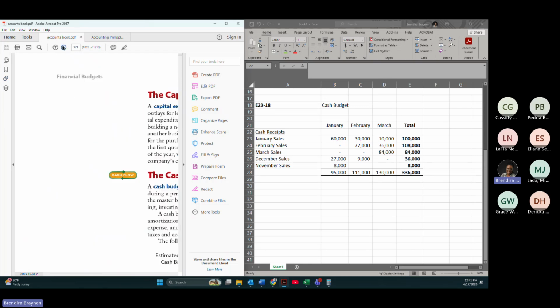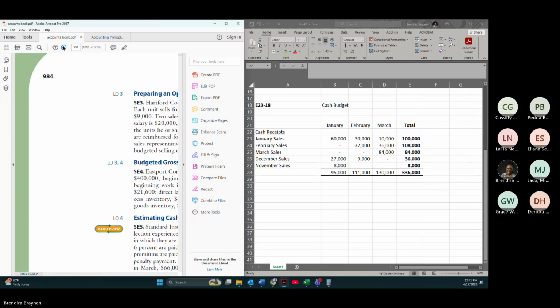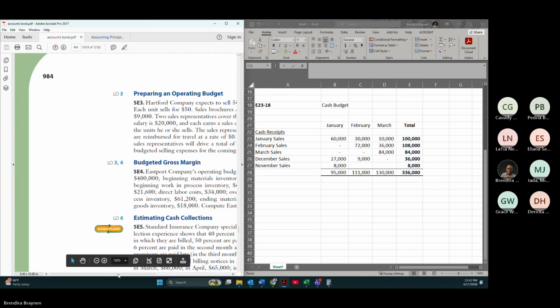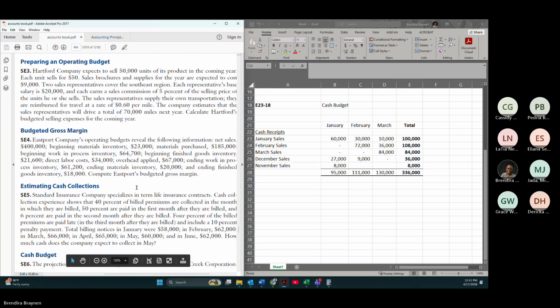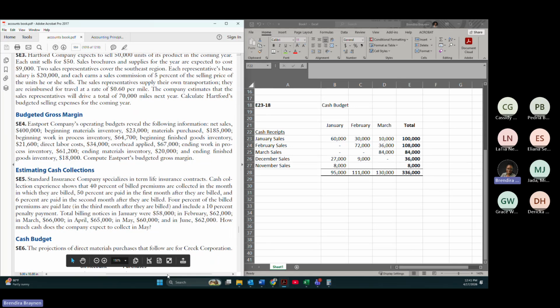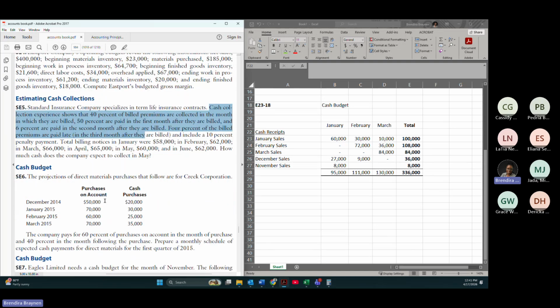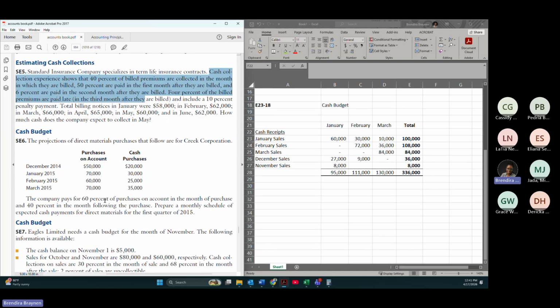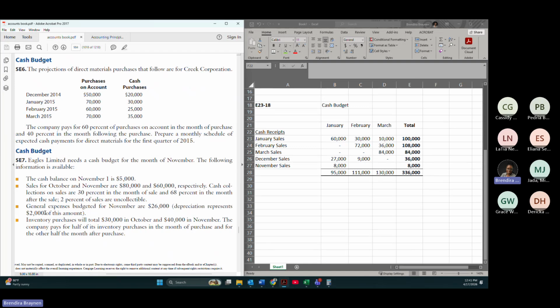Let me see the example in the textbook. So for example, estimated cash collections show that 40% of billed premiums are collected in the month in which they are billed, 50% paid in the first month, 6%, and then 4% late. Okay, we did that one. We practiced that one. Then here, that's purchases. Okay, so this one here is an example where they're talking about cash collections.